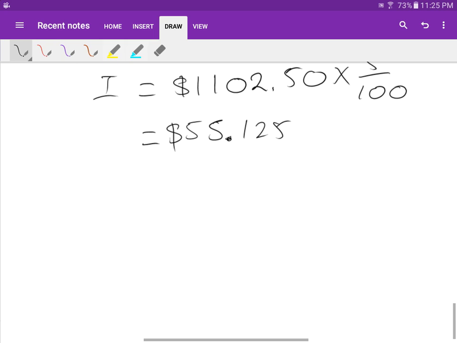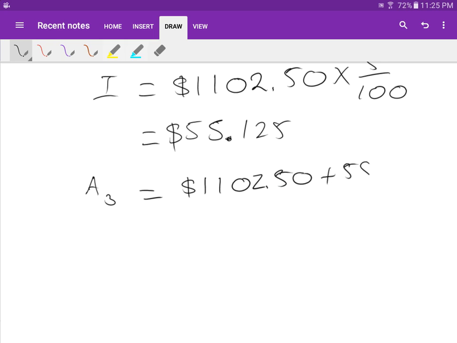So the amount that I have at the end of the third year is $1,102.50 plus $55.13, and I will get $1,157.625, or 63, it doesn't matter, because I'm going to use that and carry on. Now, at the end of the 4th year, how much will we have?